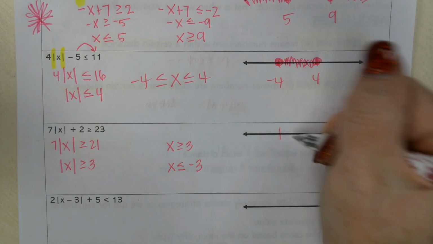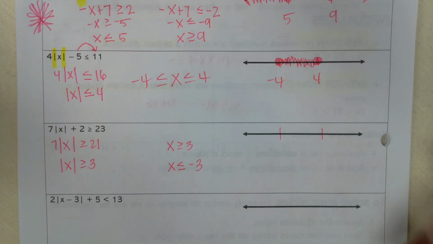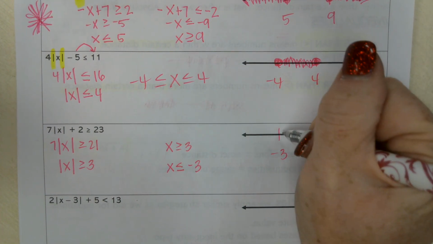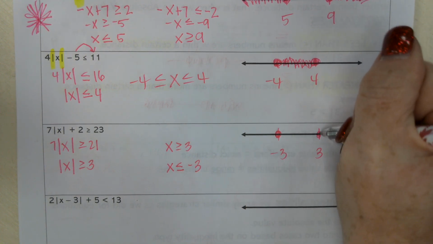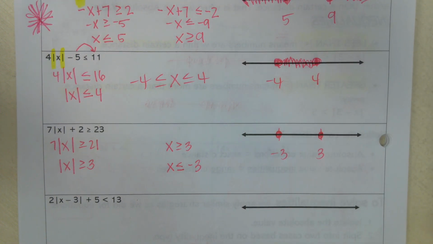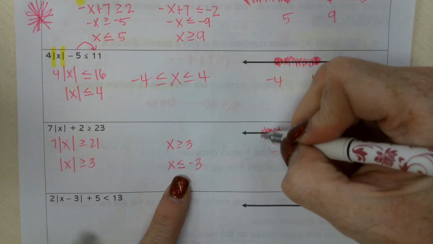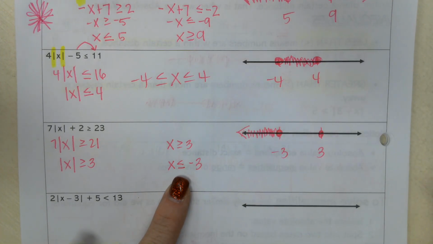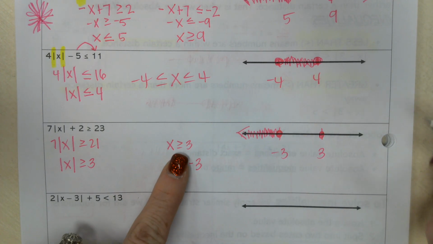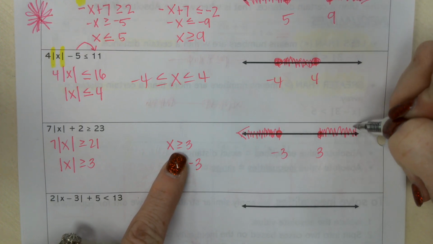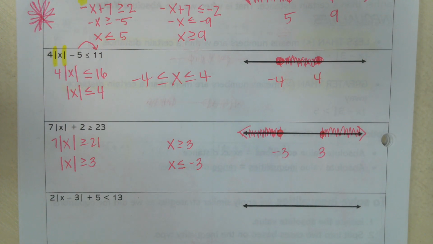Okay? All right, now, what kind of circles do -3 and +3 get? Closed. Both of them, okay? Now, this says x is less than or equal to -3. Done. And then this one says x is greater than or equal to 3. Does that make sense with the greater than, it being on the outsides? Okay?